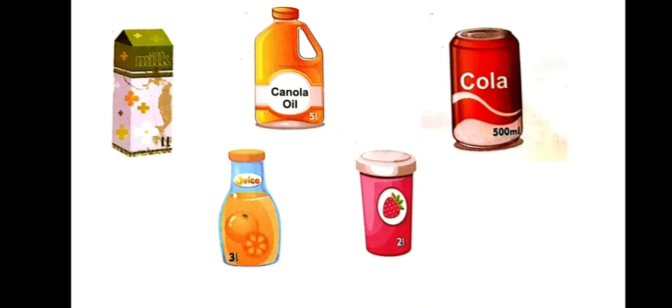The capacity of milk pack is? Yes, its capacity is 1 liter. And the capacity of canola oil is 5 liters. Orange juice 3 liters. Strawberry shake 2 liters and the capacity of Coke is 500 milliliters.